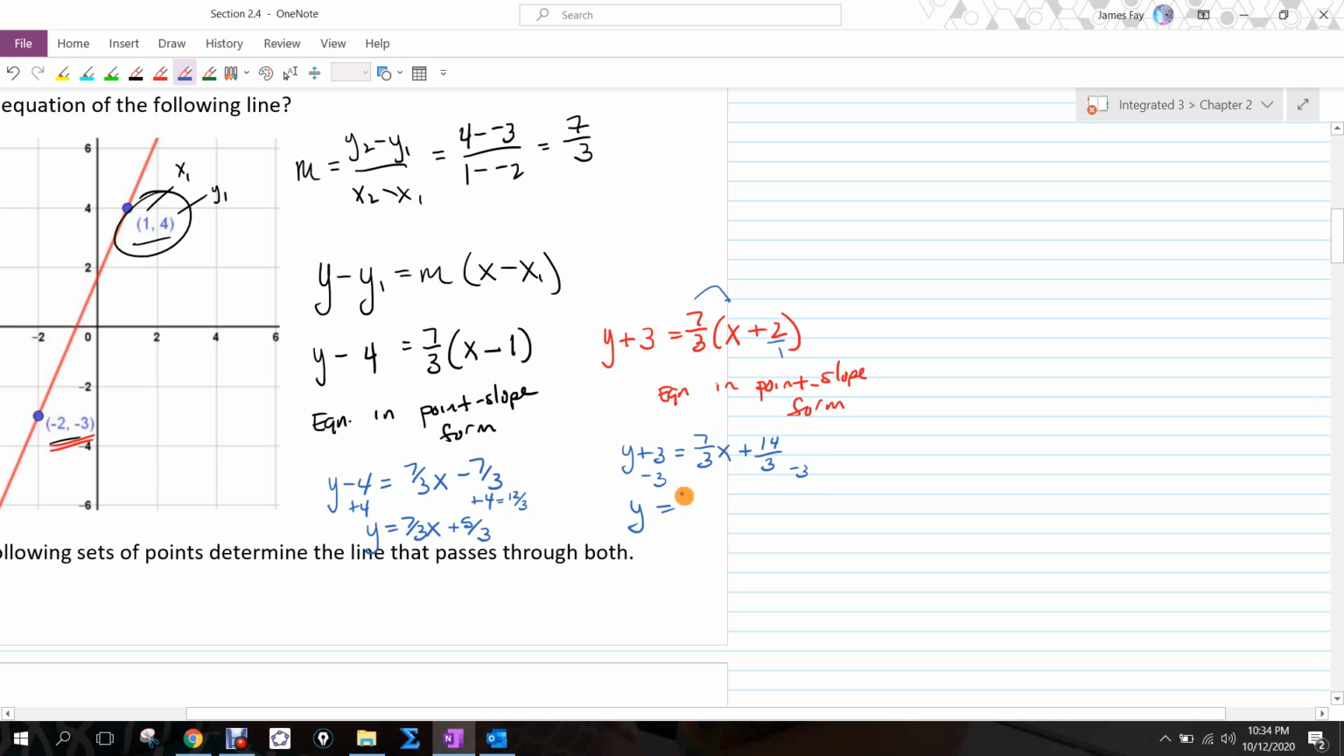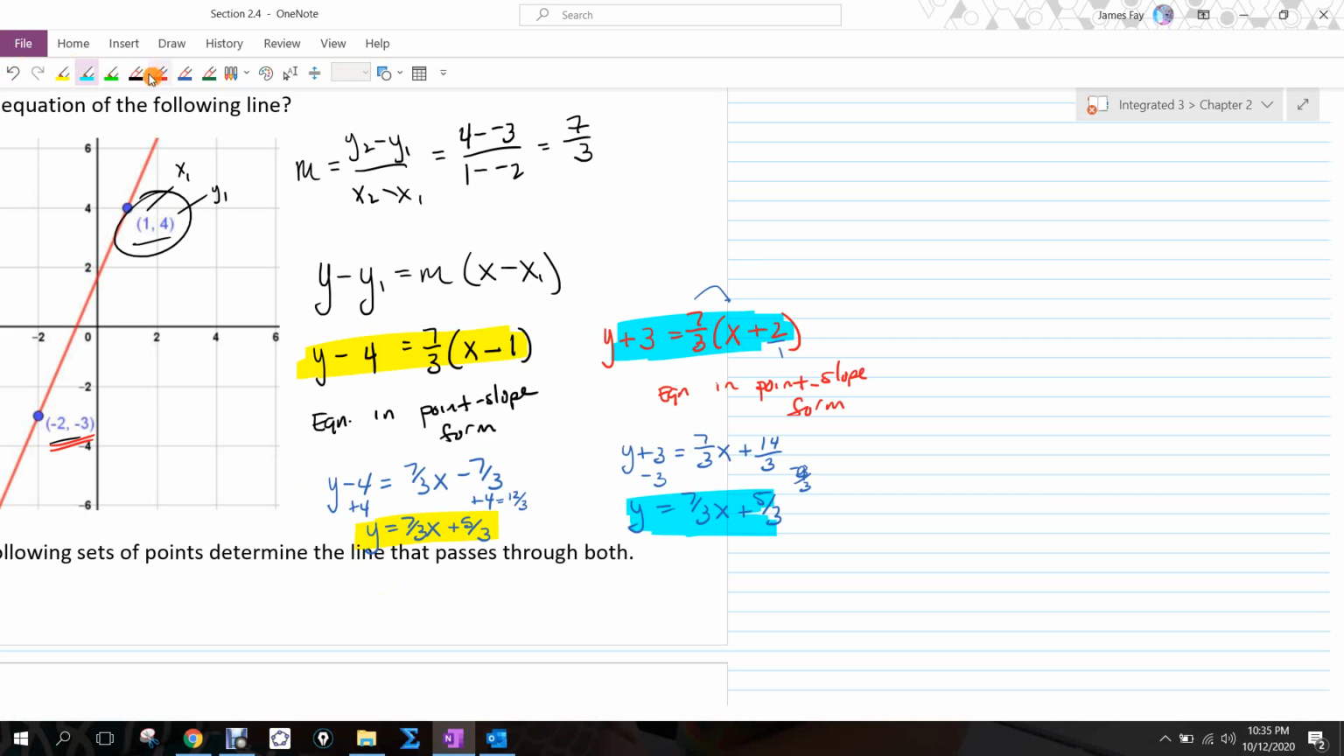Okay, so I get y equals 7/3 x. Now 14/3 minus 3, well, I need to write that 3 as 9/3. It's a 9 there. So 14 minus 9 is still 5. And you see, even though that initially looked different than that, if we go through the algebra and solve both of them for y, they are indeed the exact same thing.